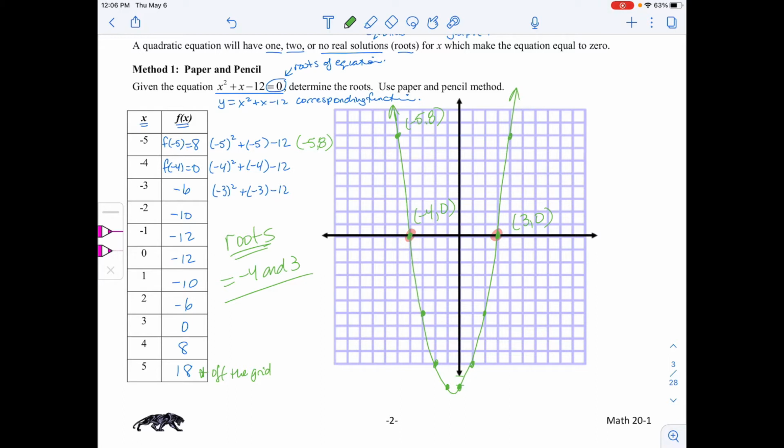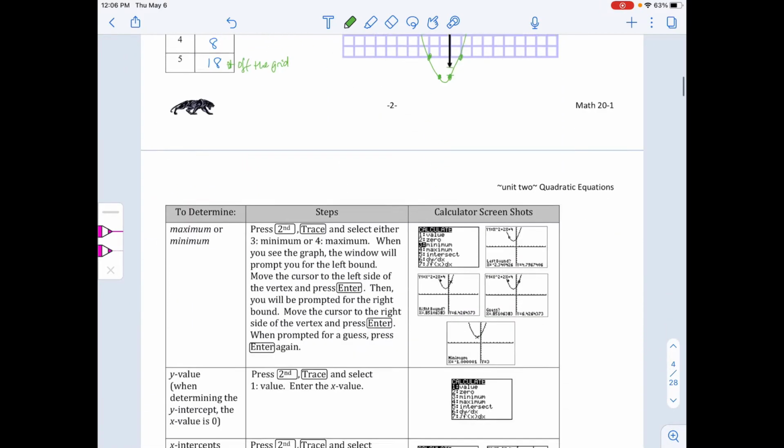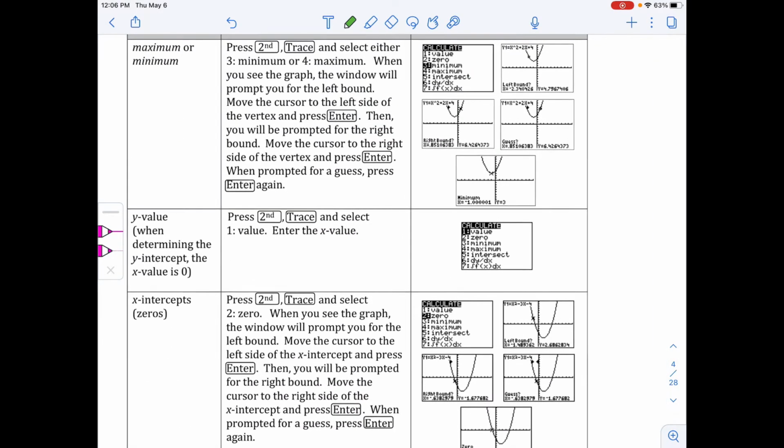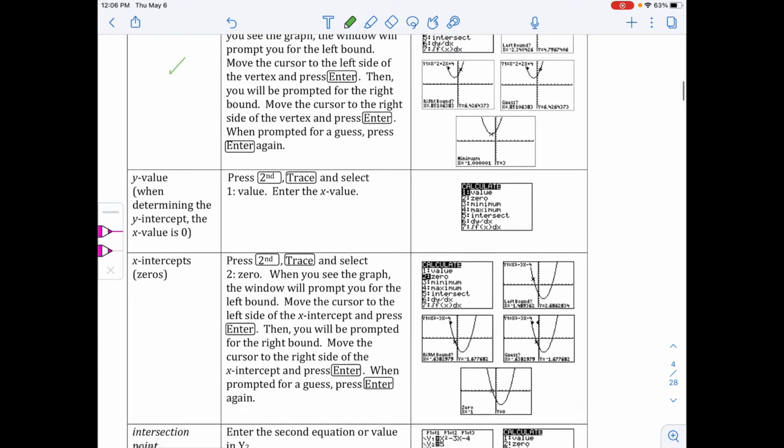The last unit, we looked at the y coordinate of the vertex. What was the maximum? What was the minimum? It was all about the q value. In this unit, it's going to be about solving for x. This page here is sort of a cheat sheet, the steps that we would take to find a max or a min, which we've done in the last unit.